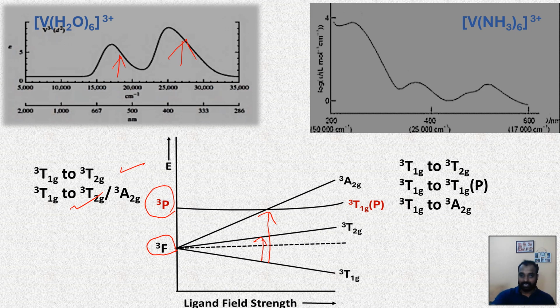When the ligand field strength is increased by replacing a weak field ligand, that is water, with ammonia, the splitting is more, so we get three clear excitations. That is, the three transitions are from 3T1G to 3T2G, 3T1G to 3T1G, and 3T1G to 3T2G.